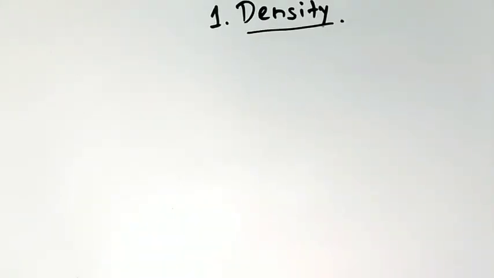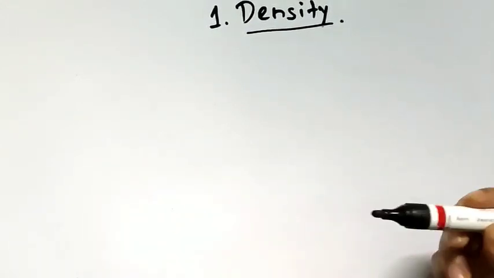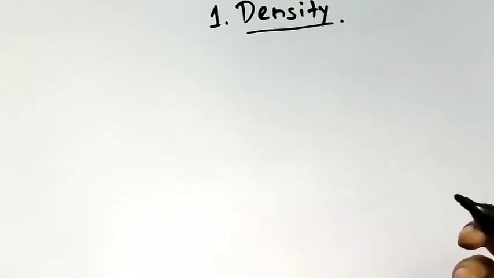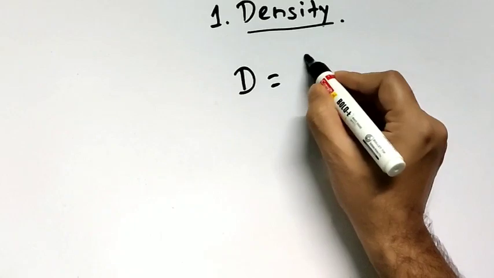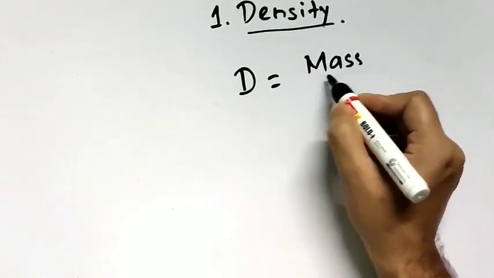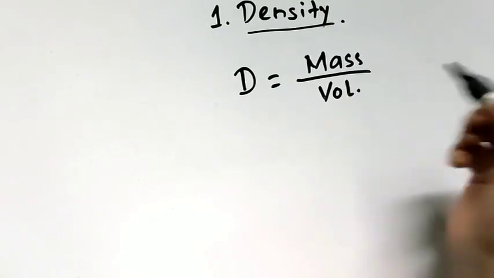Okay guys, so our first topic is density. Now what is the definition of density? Density is defined as mass per unit volume. If I go with the mathematical expression, density is represented by D equals mass per unit volume.